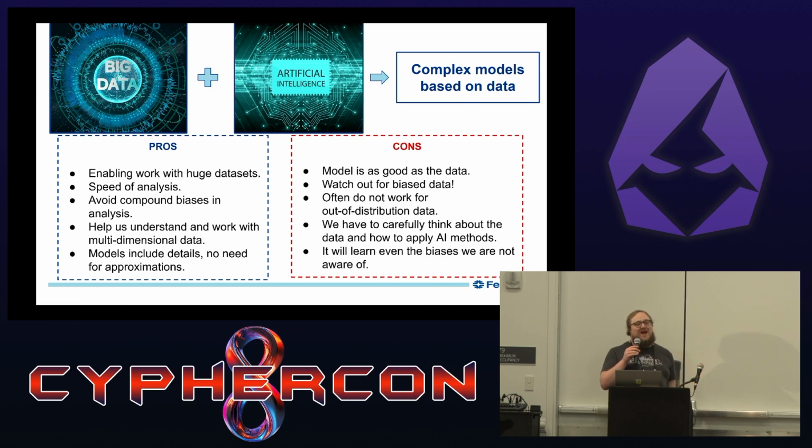Like I mentioned, your model is only as good as your data, so you have to really watch out for biased data. And if you're not watching out for biased data, your model is going to be pretty bad. They often don't work for out-of-distribution data. So if you're training something to look at dogs versus cats, it'll work great on dogs and cats, but as soon as you throw a bird at it, it has no idea what to do, right?